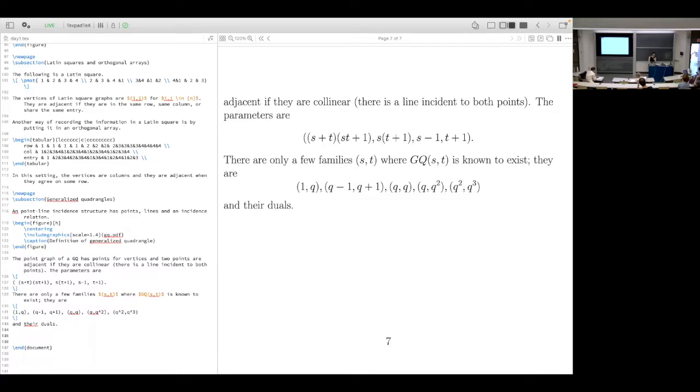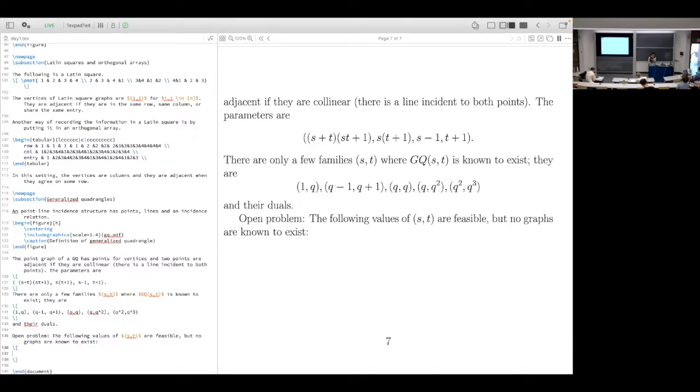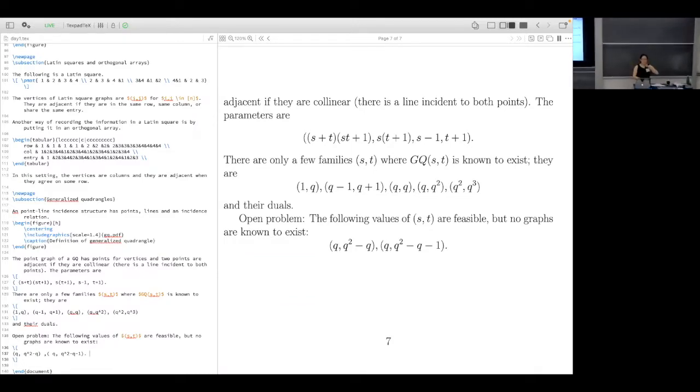So the first open problem is that there are some parameters which have not been ruled out, and yet no graphs exist. These are all the known parameters where there are infinite families, but there could be more that we have not yet found. Here's an open problem. The following values for s and t are feasible, infinitely feasible for all values of q, but no graphs are known. There are only two families, and of course the duals: (q, q squared minus q) and (q-1, q squared plus 1)... Clearly the open problem is to find some, and/or to show that they don't exist.